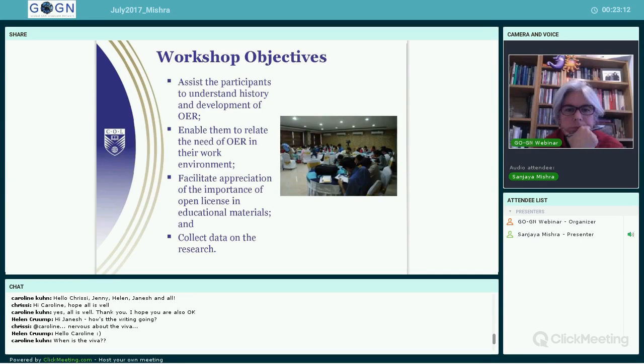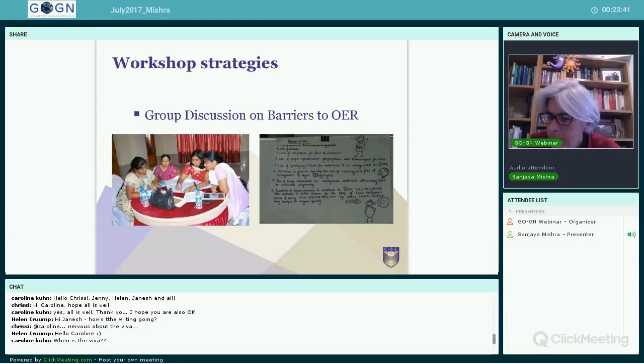So the workshop played the role of a modified focus group discussion. When you do qualitative research with a focus group discussion, you bring in people. So what we did was use the workshop as a focus group workshop instead of a focus group discussion. We collected data during the workshop, qualitative data as well, and we used that data for our overall research purpose.